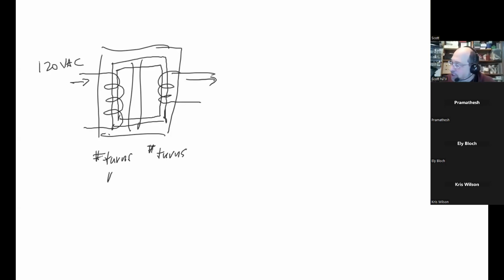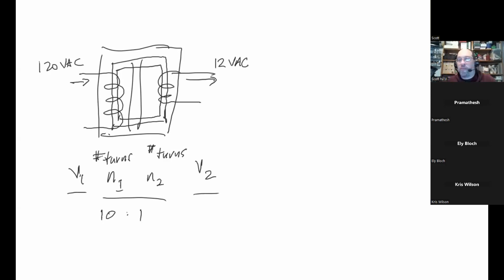So this is N1, and this is N2, and this is voltage 1, and this is voltage 2. So the number of turns is the N ratio, and that's proportional to the voltages. So if I have 120 volts here and I want, let's say, 12 volts AC, and this only works with AC, not DC, then I would have a ratio of 10 to 1. That would be my turns ratio on my transformer to convert from 120 volts AC to 12 volts AC.